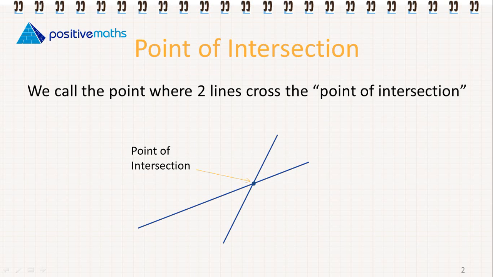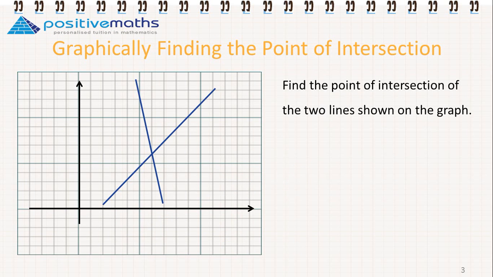When it comes to coordinate geometry, we need to be able to give an x and y value for that point. So we need an x coordinate and a y coordinate. We need to be able to find this point graphically.